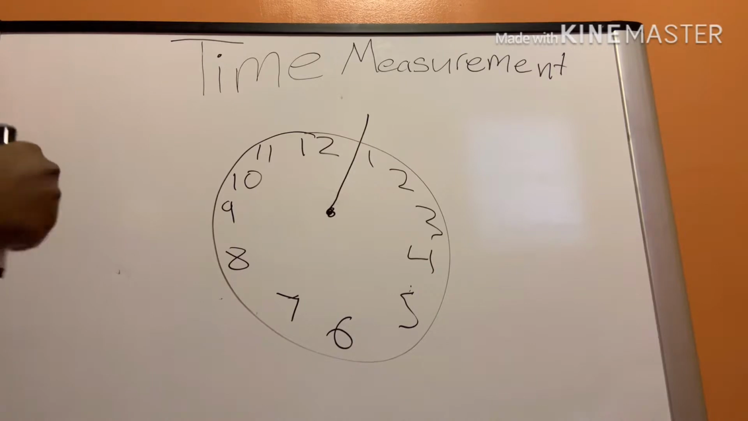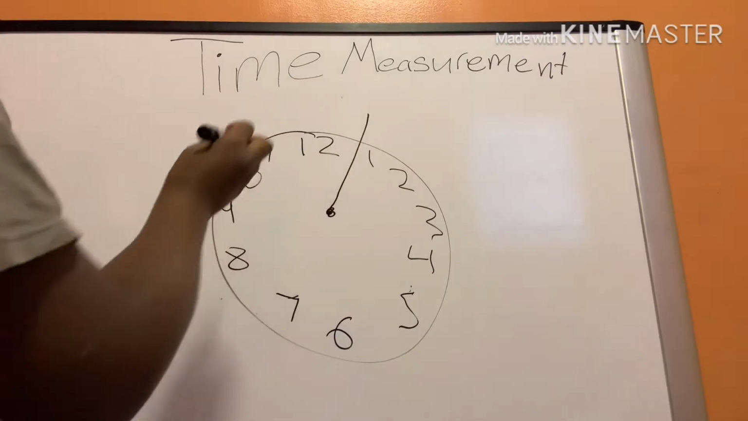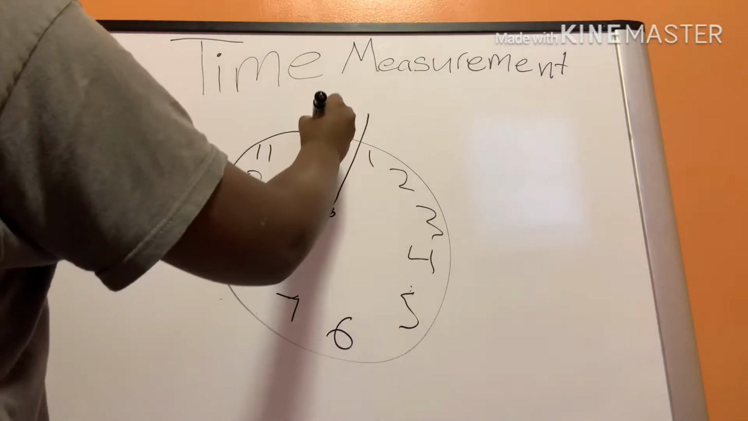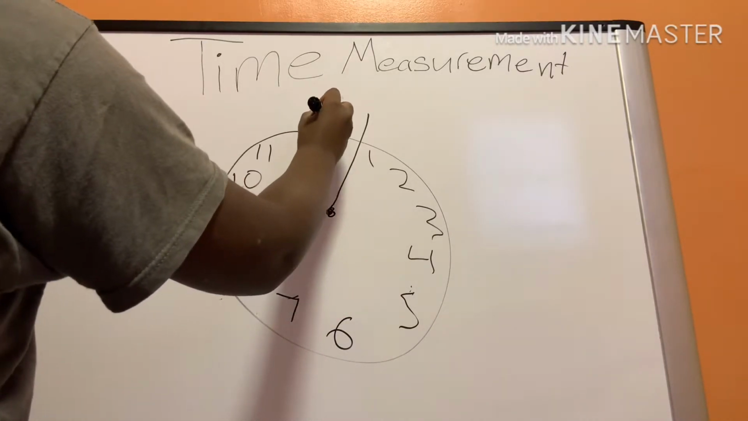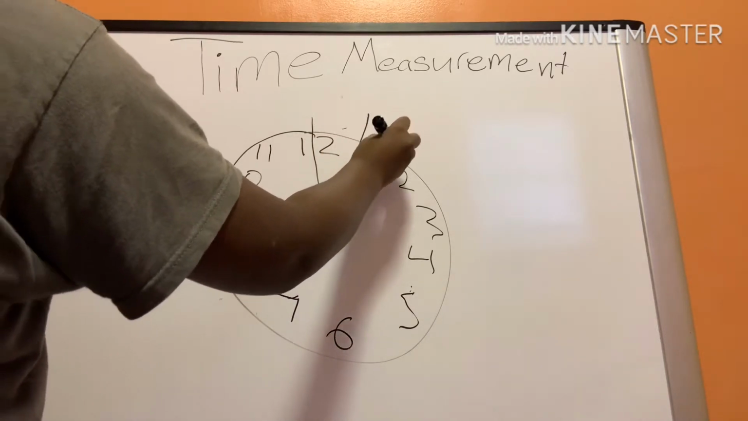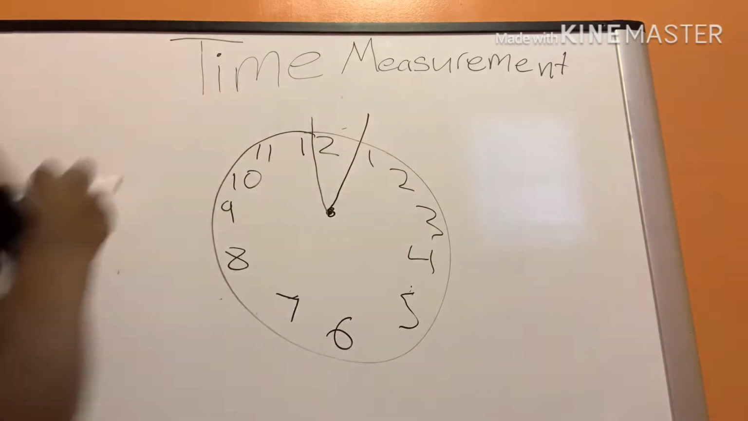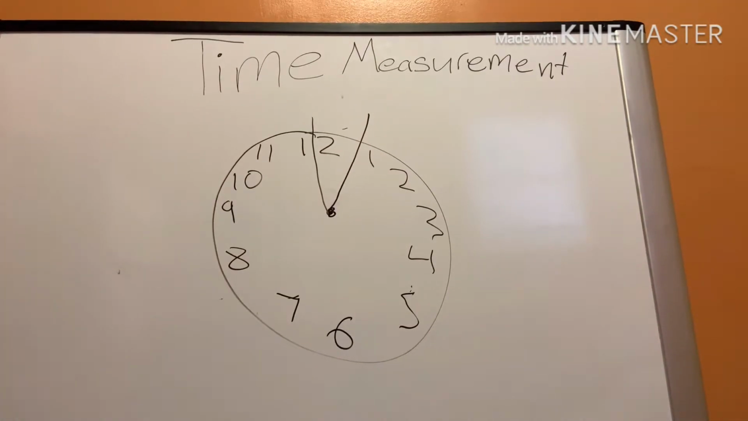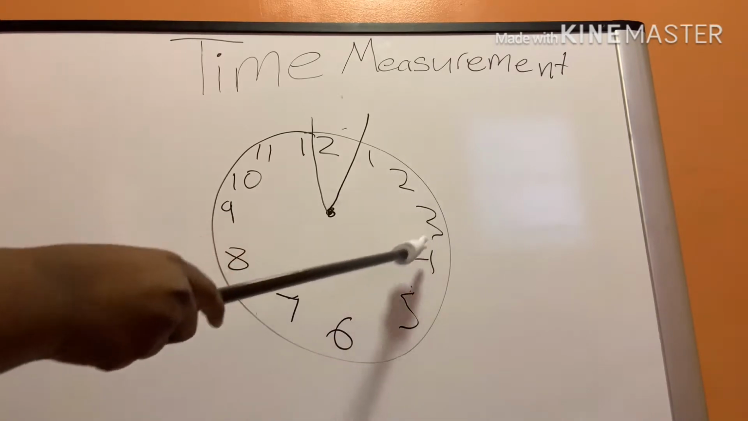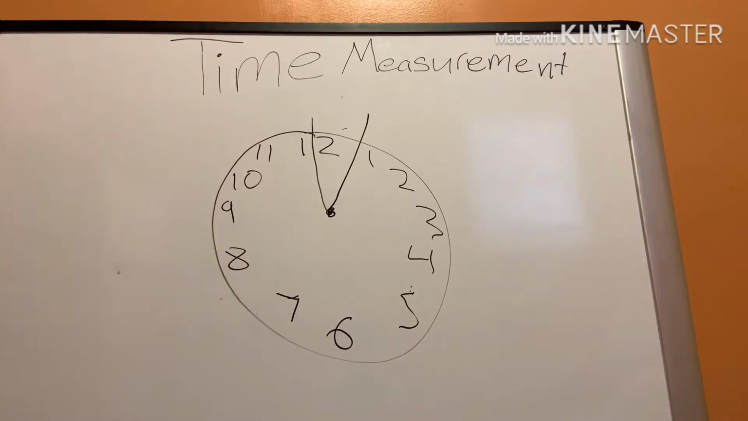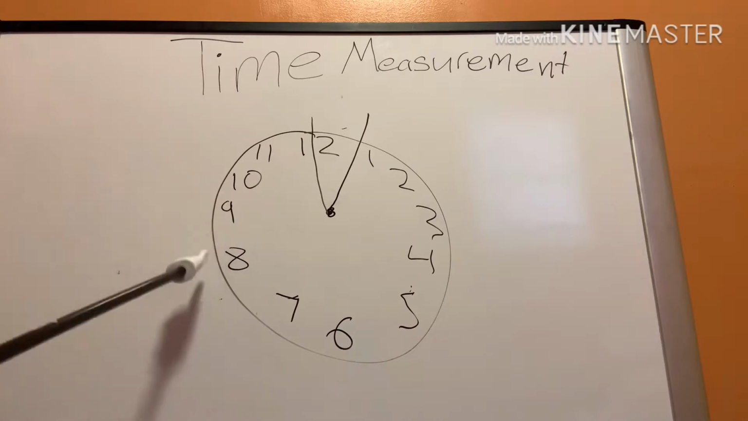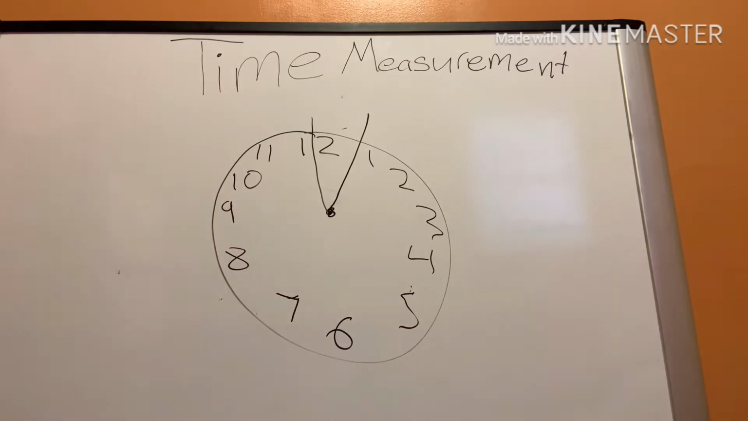The long hand is the second hand, and it takes 60 steps to go all the way around. So it starts here, 1, 2, 3, 4, 5, 6, 7, 8, 9, 10. The thing about an analog clock, though, is that every big number you see, the number 1, 2, 3, 4, 5, 6, 7, 8, 9, 10, 11, and 12, they're all counted by 5s. So 5, 10, 15, 20, 25, 30, 35, 40, 45, 50, 55, 60. So for every minute, you have 60 seconds. There's 60 seconds in every minute.